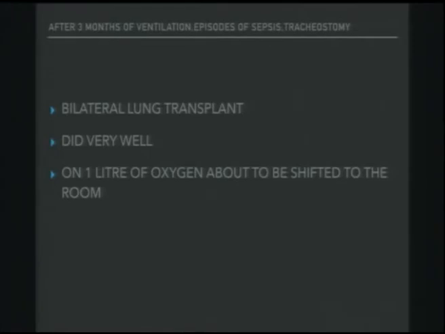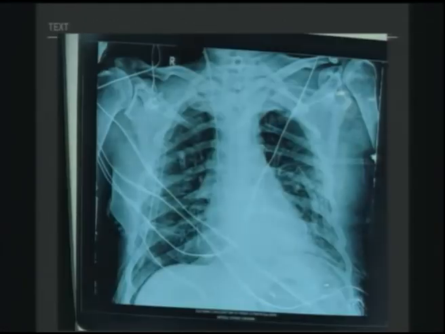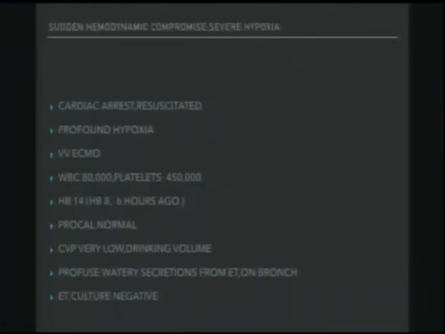came to us, underwent a bilateral lung transplant, did very well with 1 liter of oxygen, mobilized, was about to be shifted to the room with an X-ray like this before being shifted out of the ICU. He had profound hypoxia, very rapid onset over a period of 10 minutes, and had a cardiac arrest, was resuscitated.